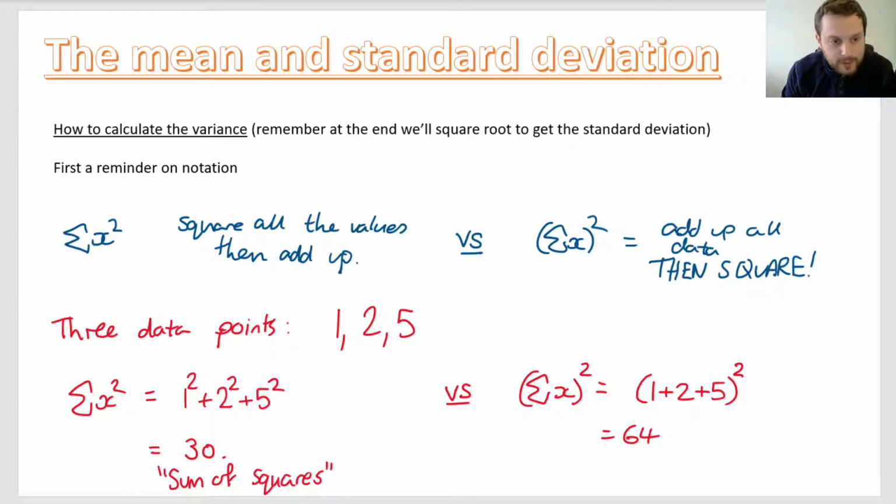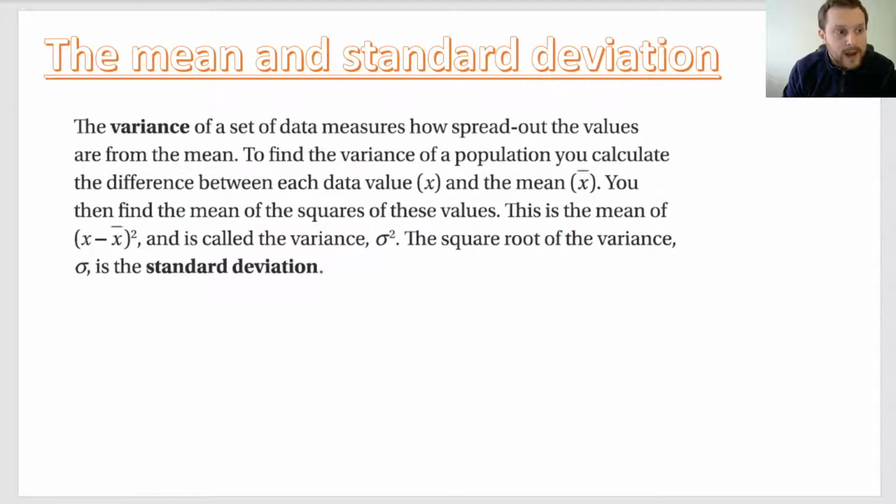Right, with that out of the way, here is that paragraph that's actually in your textbook on page 237. So I'm going to read it out. The variance of a set of data measures how spread out the values are from the mean. So to find the variance of a population, you calculate the difference between each data value and the mean. So what you've got to imagine is you've got a list of numbers. Maybe it's only 3 numbers like it was before. Maybe it's 100 numbers. It doesn't matter. You've got some amount of numbers.